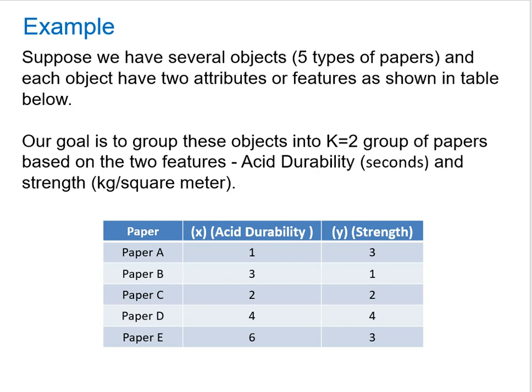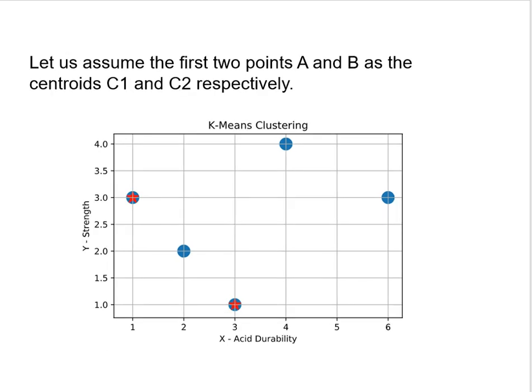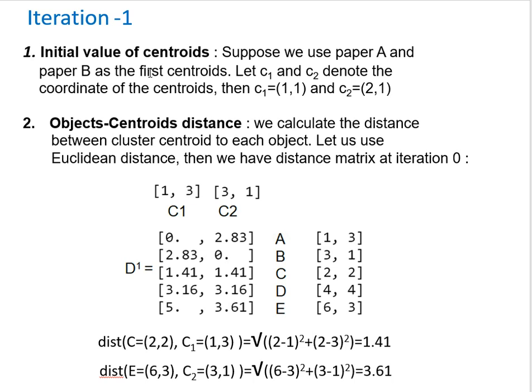For example, there are, let's say, papers A, B, C, D, E. When we plot these 5 objects, we have this graph. So let us take the first 2 points, A and B, as the centroids. These are taken just randomly. So the first step says initiate the value of centroids. The value of C1 is (1, 1), that is the point A, and C2 has the coordinate (2, 1).